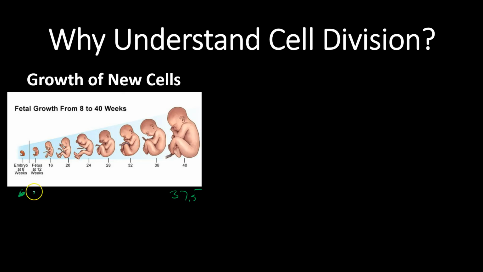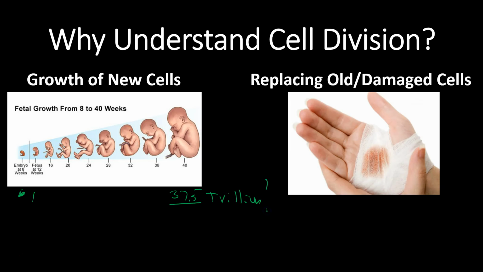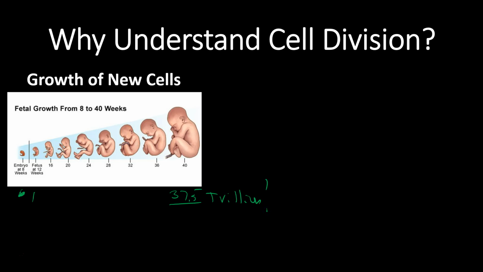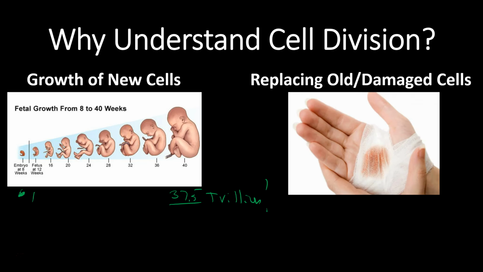So how do you go from one cell to 37.5 trillion? That's because of mitosis. It's by cell division. The cell is constantly growing and splitting, growing and splitting, growing and splitting. Another reason why we have cell division is for replacing old or damaged cells. So if you get a boo-boo, a cut or a scrape, how is your body going to repair that? Those damaged cells go through cell division, okay?